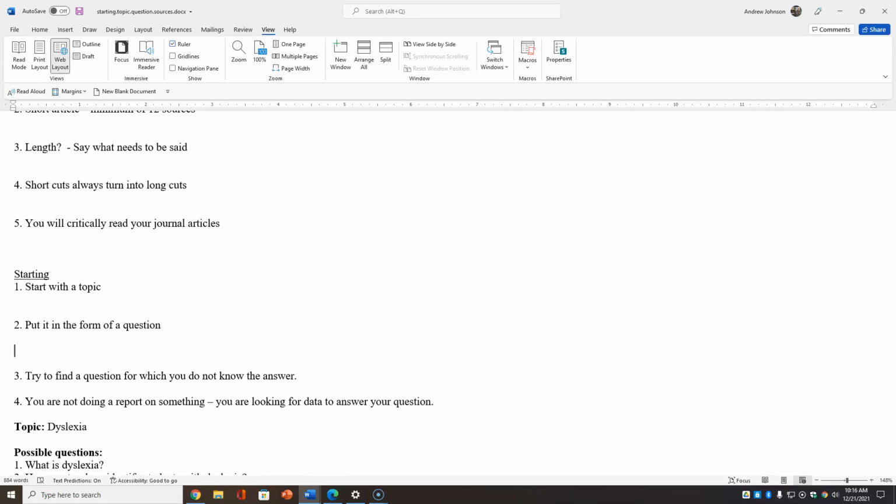Step 2, put it in the form of a question, and this is so important. This guides everything you do. If you have a specific question, it helps guide your search for the literature, and it helps make your note-taking easier. Because as you read, you only look for stuff that answers your question. You only record information that directly answers your question. So put it in the form of a question, and I'll give you some examples for how to do this.